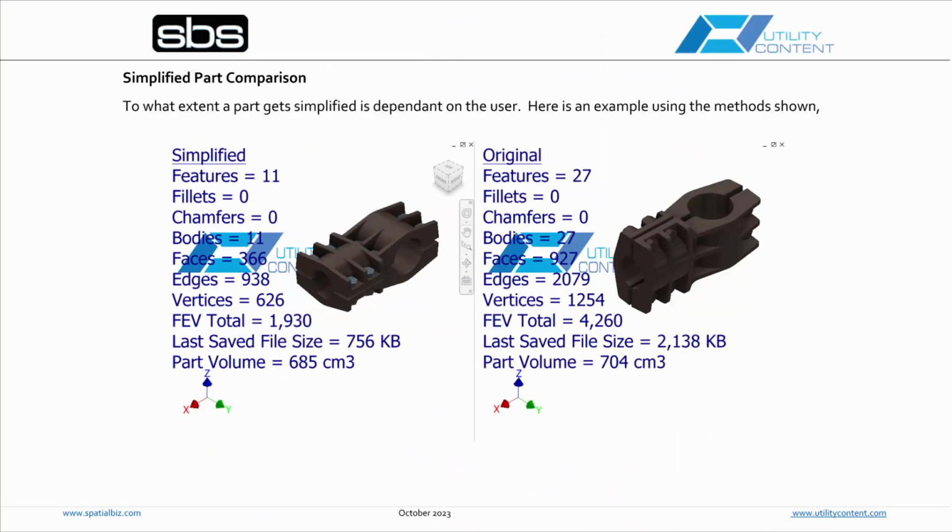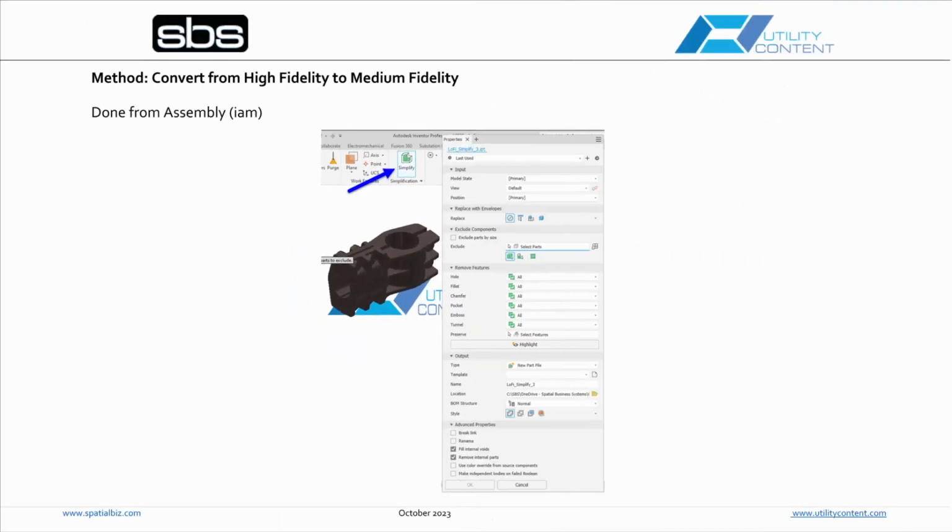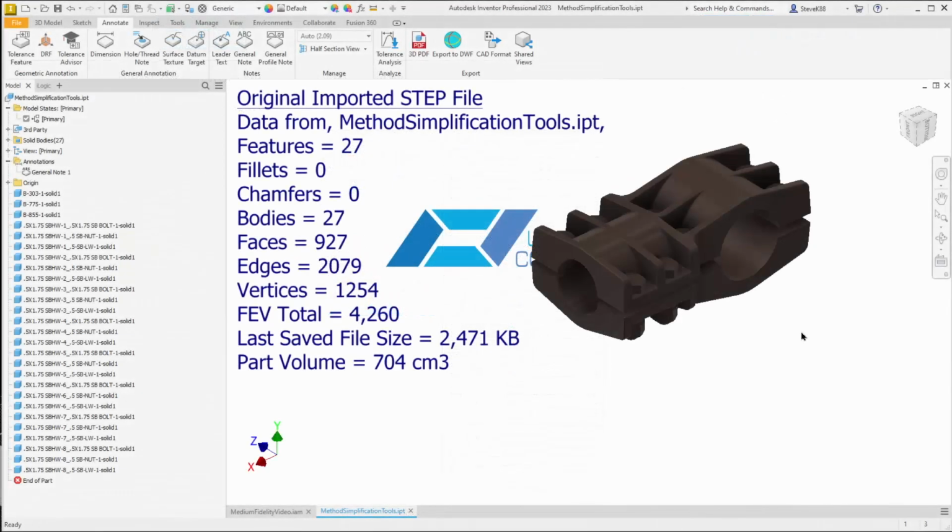Here's a simplified part comparison. The tools that we showed previously, or the methods we showed previously, were used to get to this point. To what extent a part gets simplified is dependent on the user. This is the original part, and what we're going to do is take this original part and simplify it down to what we're going to call a medium fidelity part. And that's severely removing details, fillets, holes, chamfers, and that's where we're going to get at. So this original was 4,000 FEV, faces, edges, vertices, and 2.5 megabytes.